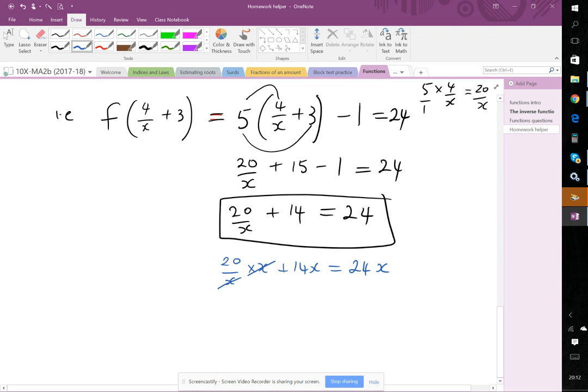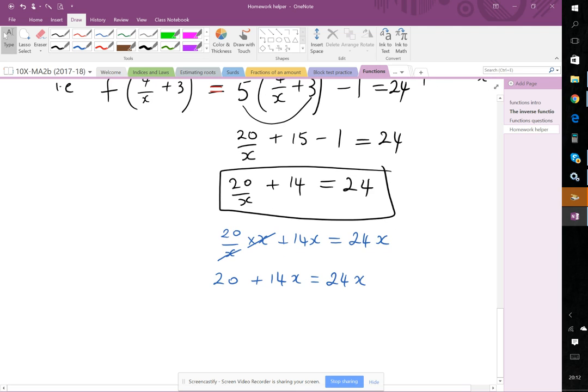This x divided by this x cancels out, so we're left with 20 plus 14x is 24x. And then we subtract 14x from both sides, so we get 20 equals 10x, and then divide both sides by 10. So x is 20 divided by 10, which is 2. So our final solution is x equals 2. That's what we mean by question 8.